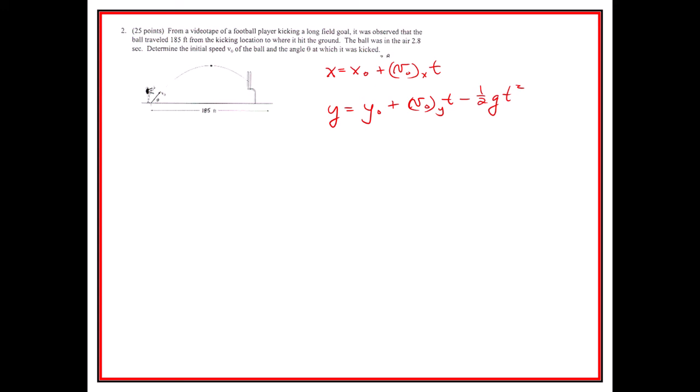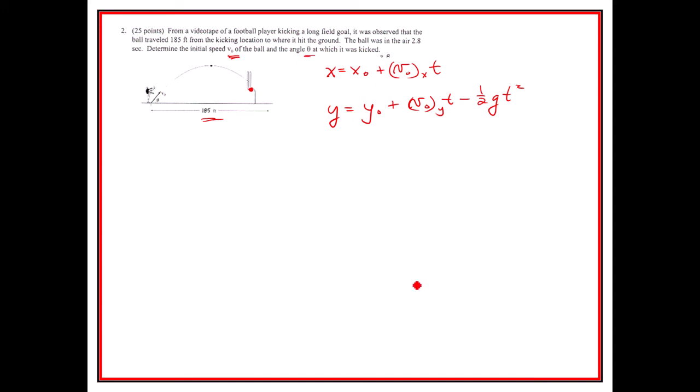In the videotape of a football player kicking the long field goal, it is observed that the ball traveled 185 feet to the goalpost right here. We're going to pretend he's kicking it off the ground. The ball was in the air 2.8 seconds. Find the initial velocity of the ball and the angle at which it was kicked.